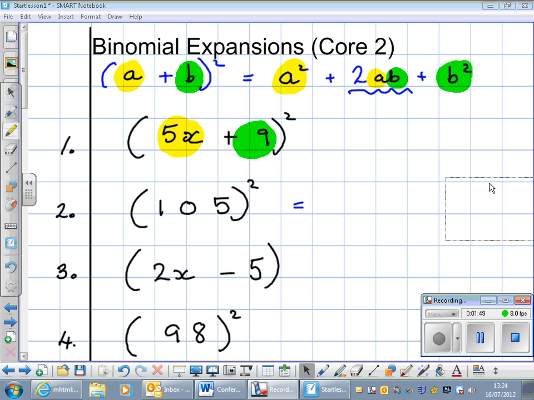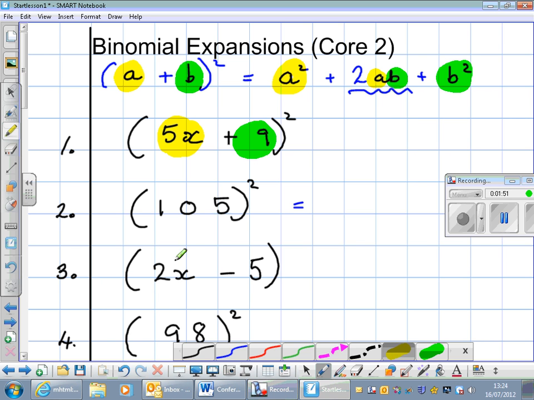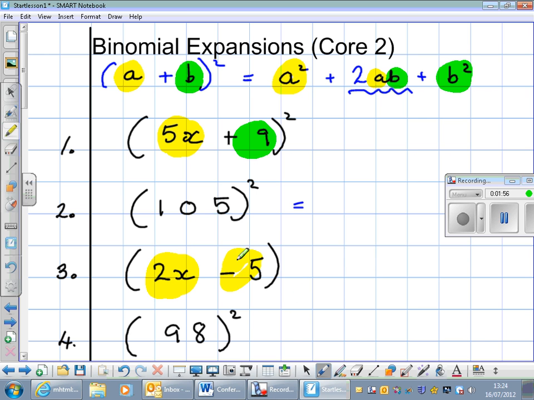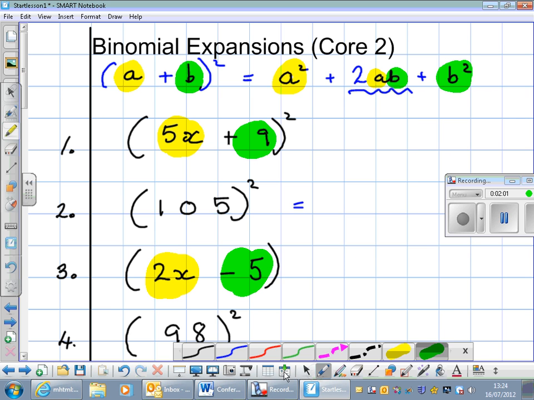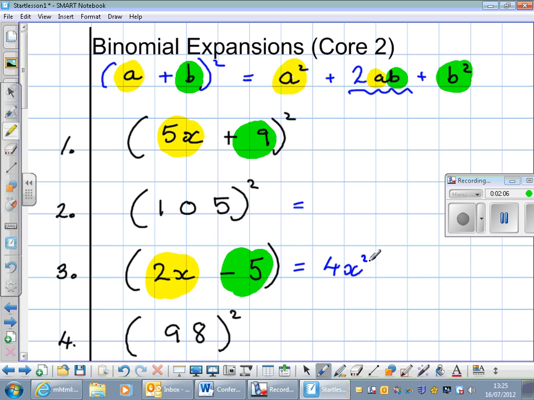Right, question 3. Let's go through this. Here, 2x is our a, and minus 5 is our b. So what do we get? We get 2x all squared, 4x squared. We get minus 5 all squared, plus 25. Then we get twice the product of the two. So 2x times minus 5 is minus 10x. Double it, minus 20x. Now, who in the audience got 4x squared minus 20x plus 25?